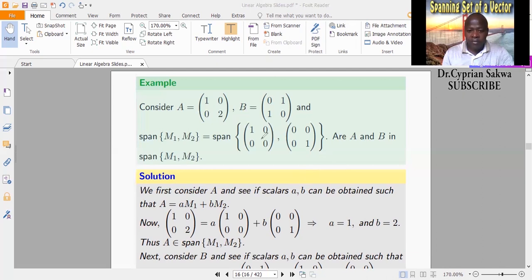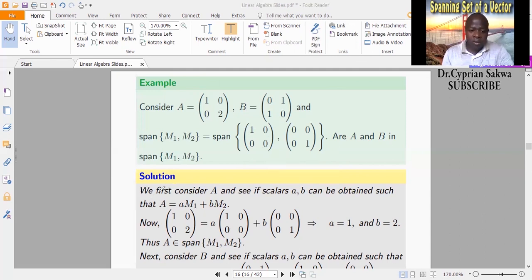First, we'll determine if A is in this span. In other words, can you write this matrix A as a linear combination of these two matrices? If that is possible, then A is in this span. And then we come back and determine if B is also in the span.